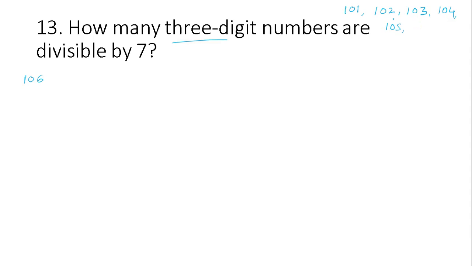Here, 105 is divisible by 5 and 7. So the terms are 105, 112, 119, 126, and so on.